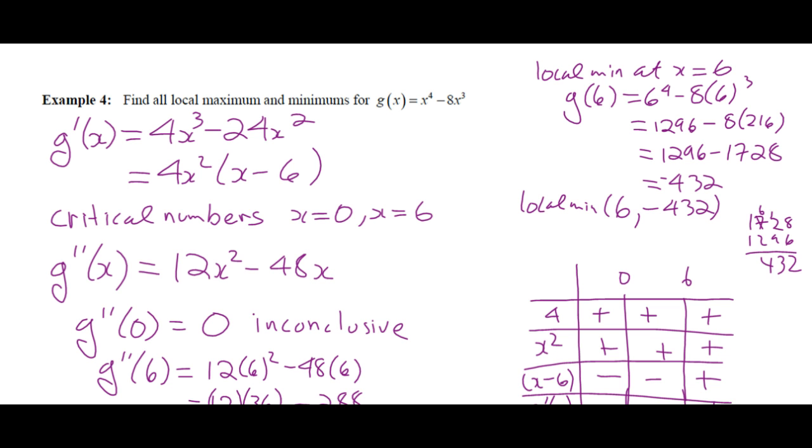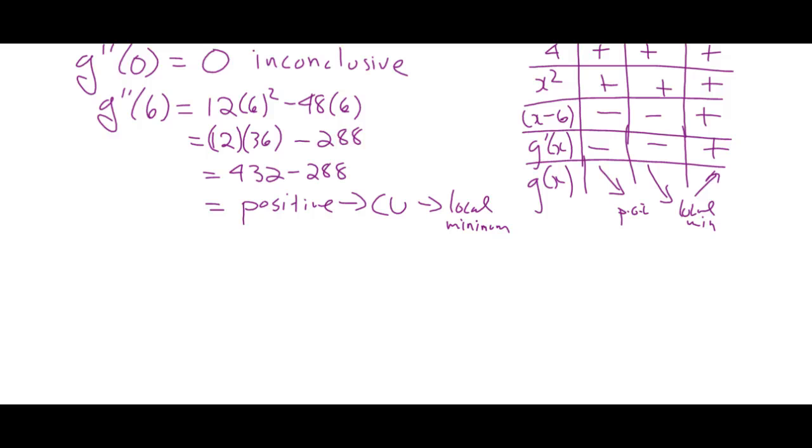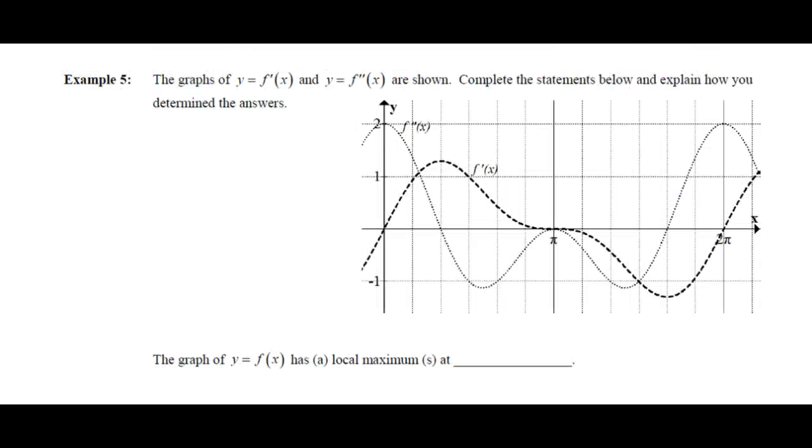All right, so are we done? Yes, we have found all local max and mins, and the absolute min too, right? Now, where would you use the second derivative test? Because here we don't know what the second derivative is. It's some polynomial-ish looking, could be sinusoidal-ish.